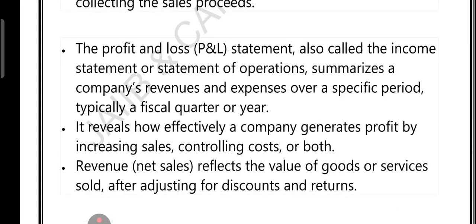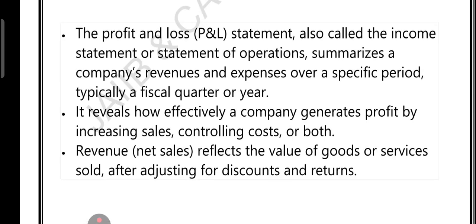Now let's look at the profit and loss statement. If you want to know if a business is actually making money, let's break down the profit and loss statement step by step. What is this P&L statement? It is also called the income statement or statement of operations. It shows a company's revenue and expenses over a specific period, like a quarter or a year, right? So how much the company earned and how much it spent over a specific period is shown by the profit and loss statement, right?